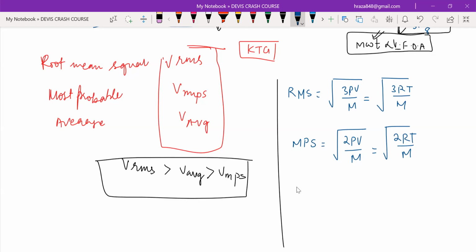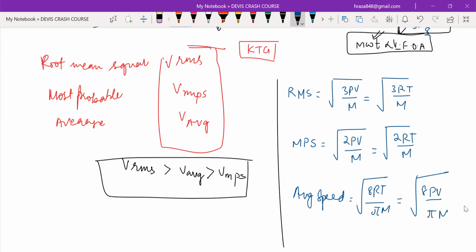Now the third is average speed, and average speed is equal to under root of 8RT upon pi M, and RT can be written for one mole as PV, so that is 8PV upon pi M. So this formula is also quite easy. You can do this, right? These are the concepts in states of matter. Is there any other chapter that you want to do?